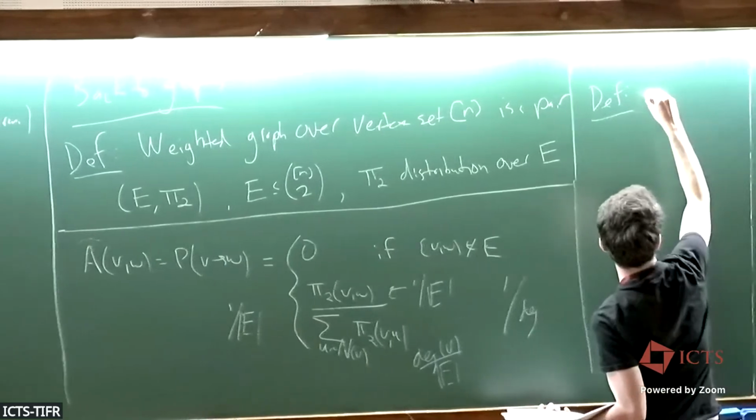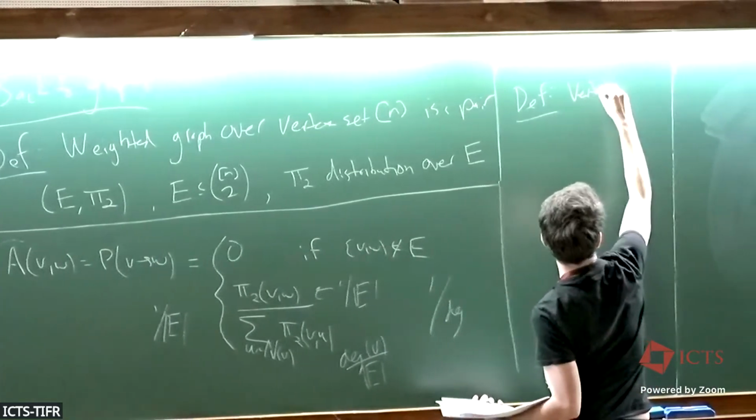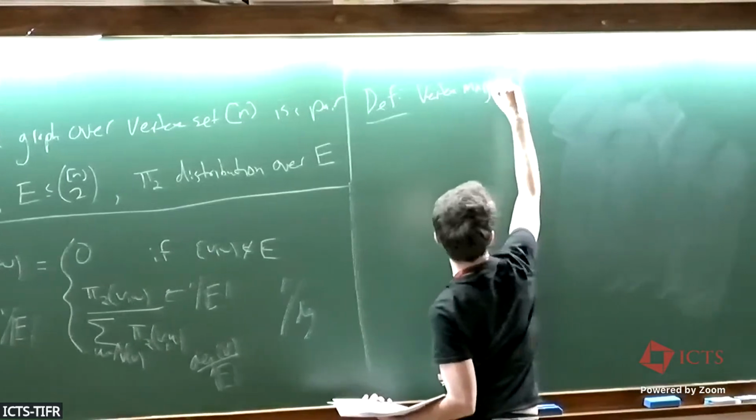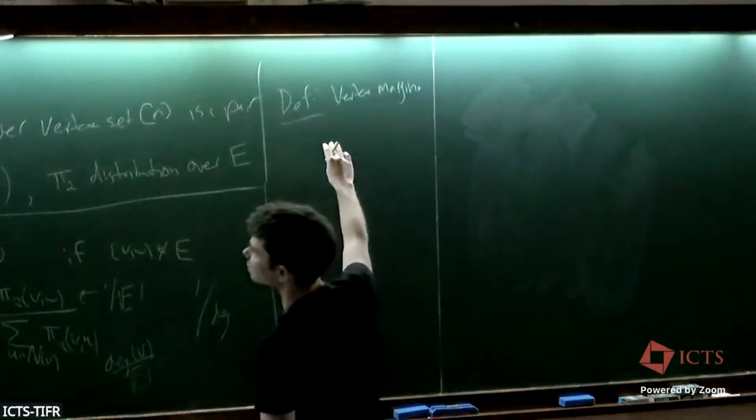So the vertex marginal, is this too high? No, this should be fine, right?